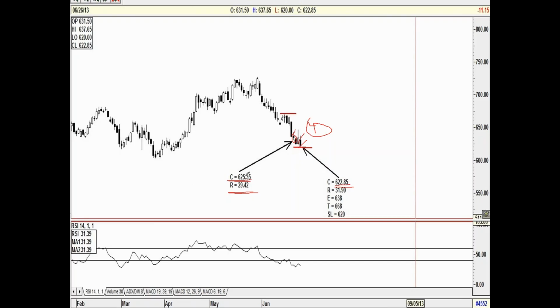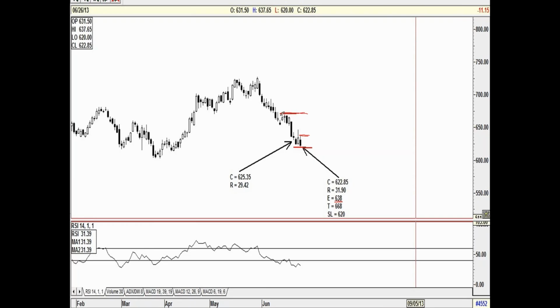So the close is lower. Here the close is 625.35. Here the close is 622.85. The RSI is 31.90, and here the RSI is 29.42. Here the RSI is 31.90. So RSI is higher than at this bar, and the close is lower than the previous close. So we have made a lower close and a higher RSI. This is the bullish divergence, the definition of a bullish divergence. We will enter above the high of this candle on the next day. So entry is 638.